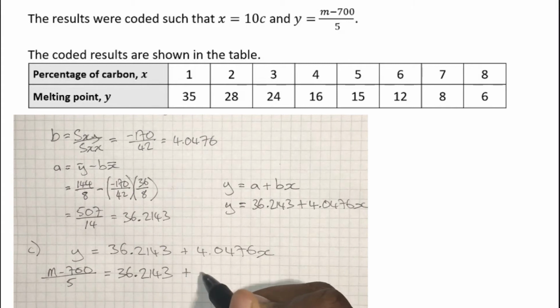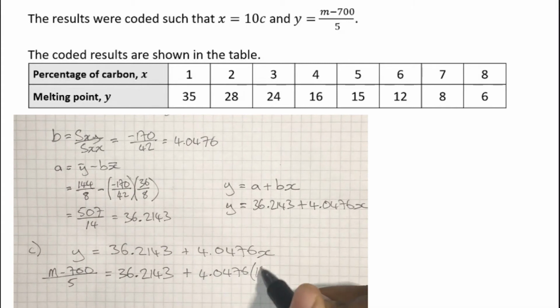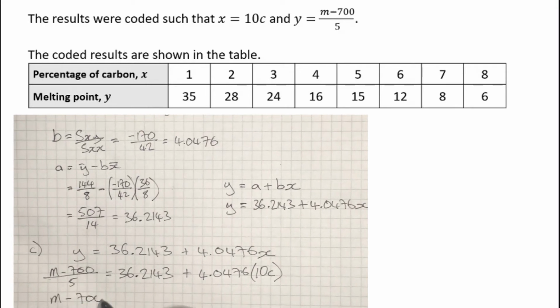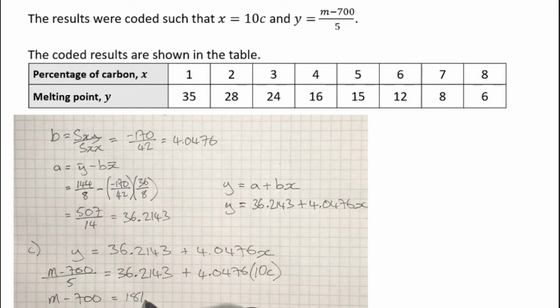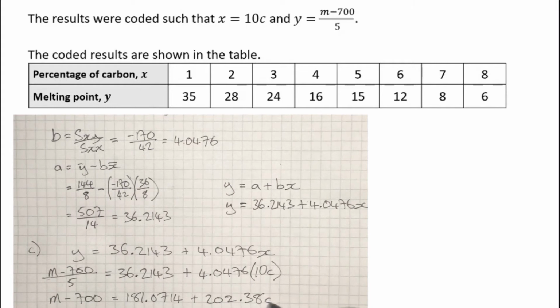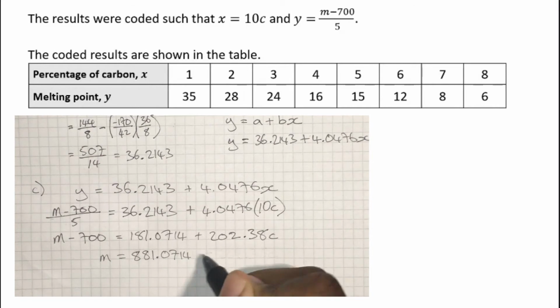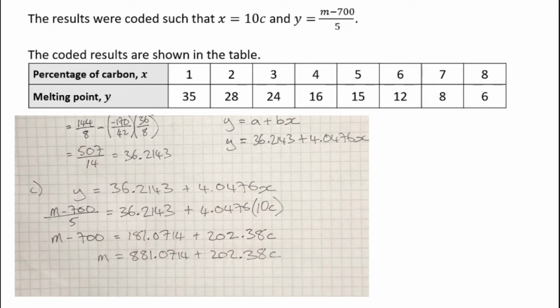All we need to do now is rearrange and make m the subject. In my first line, I'm going to multiply through by 5. While I'm at it, I might as well multiply the 10c into its coefficient, so I'm multiplying 4.0476 by 50. And then I just need one more line. I'm going to add on 700, and that gets me an equation of m equals 881.0714 plus 202.38c. This is the regression line of m on c.